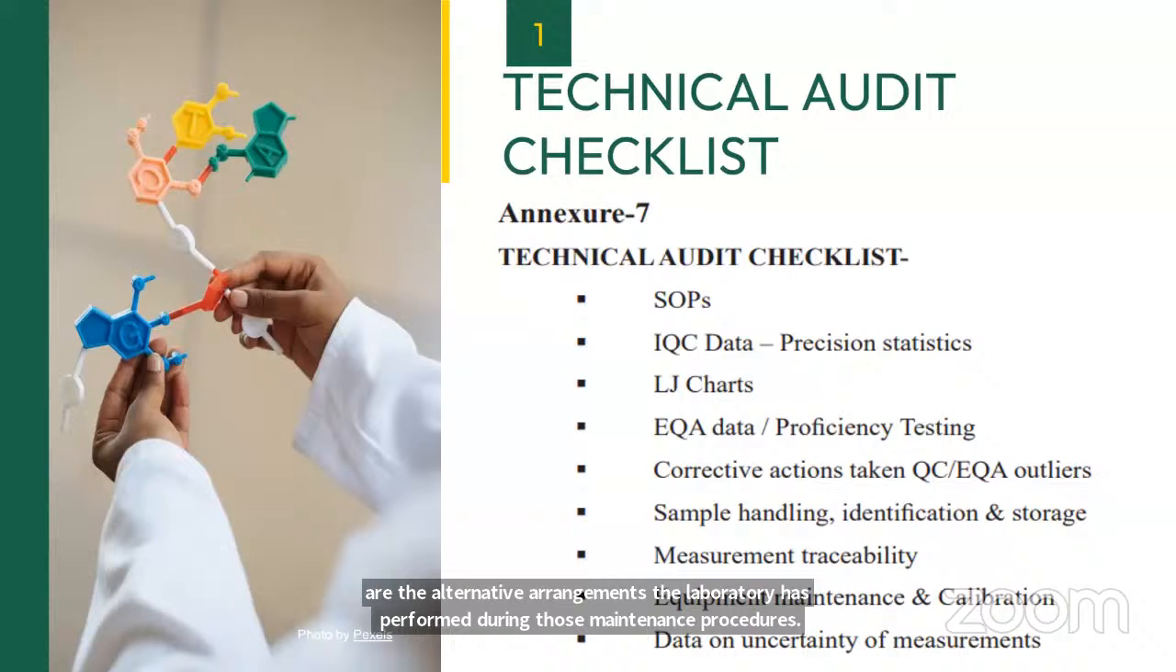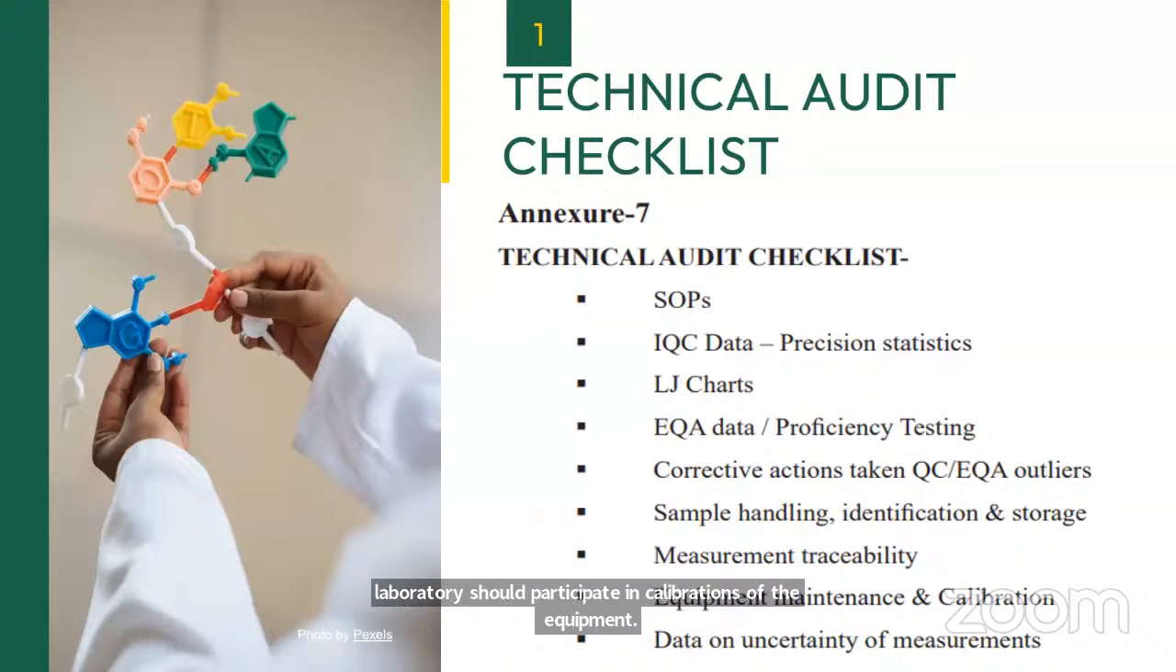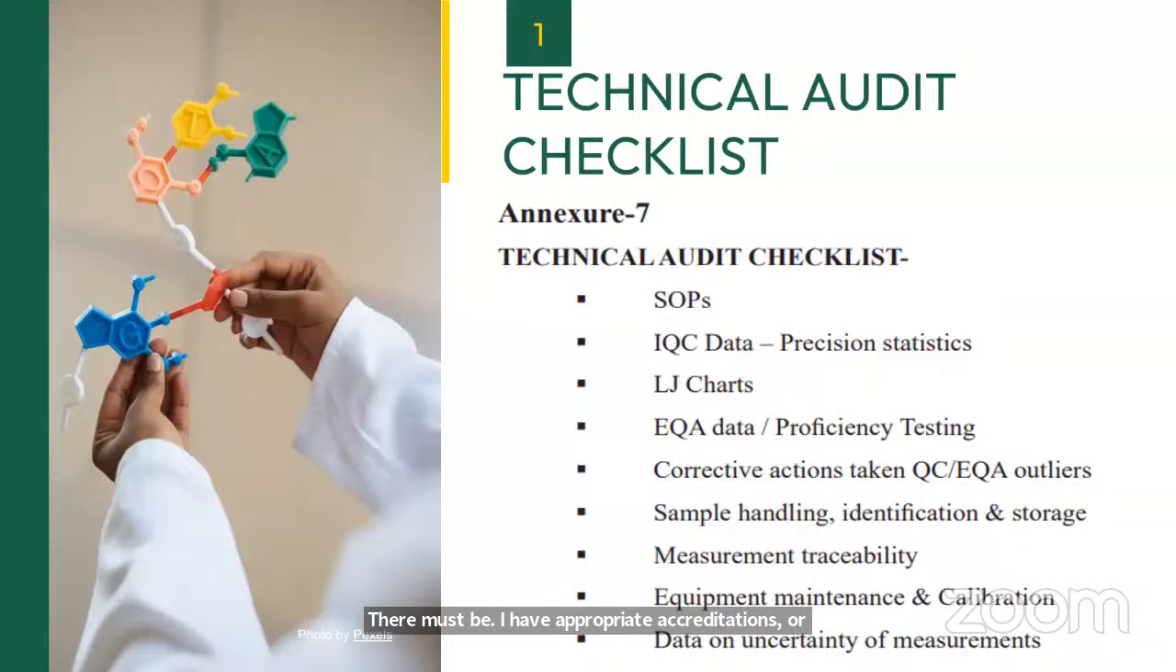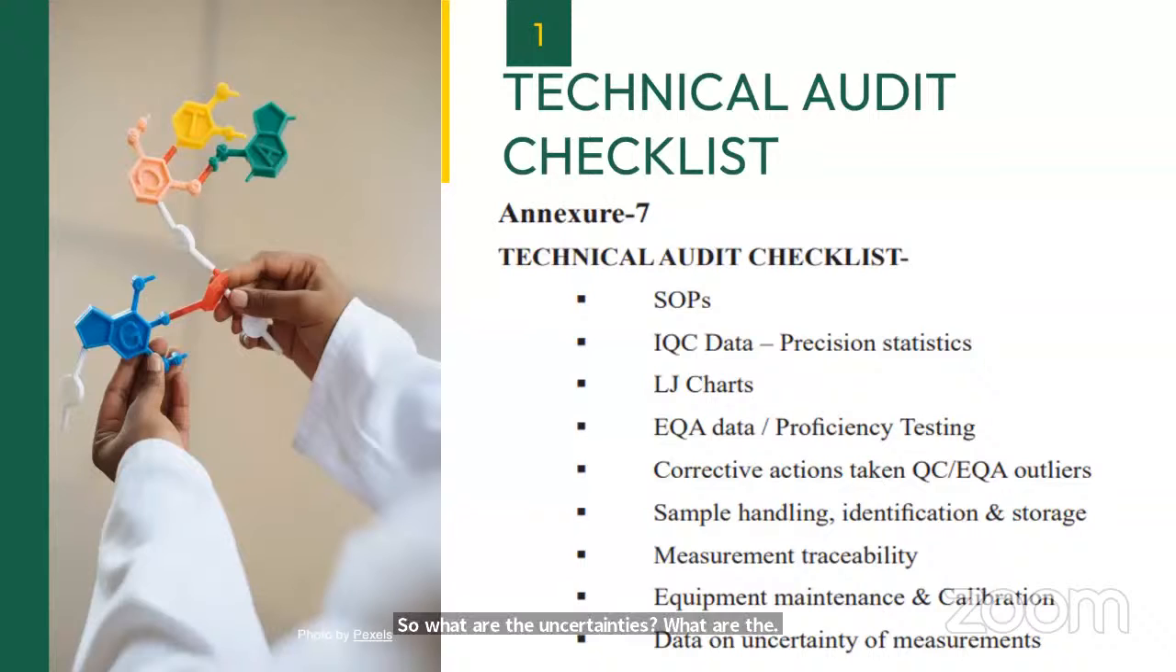Then you have to also check appropriate calibrations. Now, who is going to calibrate the equipment? Appropriate authorized laboratories should participate in calibrations of the equipment. They must have appropriate accreditations, or they must be following appropriate standards for calibration. So that also you have to include in your internal auditing. And finally, data on uncertainty of measurement. What are the uncertainties? What are the allowable deviations in your results? Those data also must be examined during your internal audit.